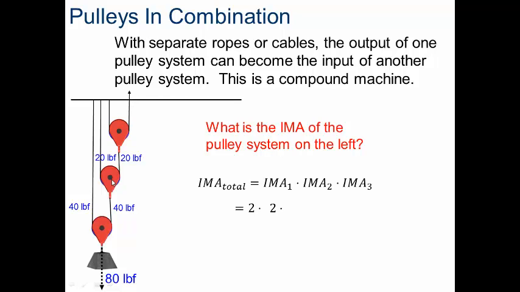Each string would be supporting 40 pounds of force. Moving up, this also has a mechanical advantage of 2, 2 strings. The load that this one is lifting is 40 pounds, gets split in half. Moving up, we also have an ideal mechanical advantage of 2 because of the 2 strings. So we're taking that 20 pounds of force that it's supporting, cutting it in 2. So I have an ideal mechanical advantage of 8, which as you can see as we walked through it, I only need 10 pounds of effort force to lift 80 pounds of resistance force.